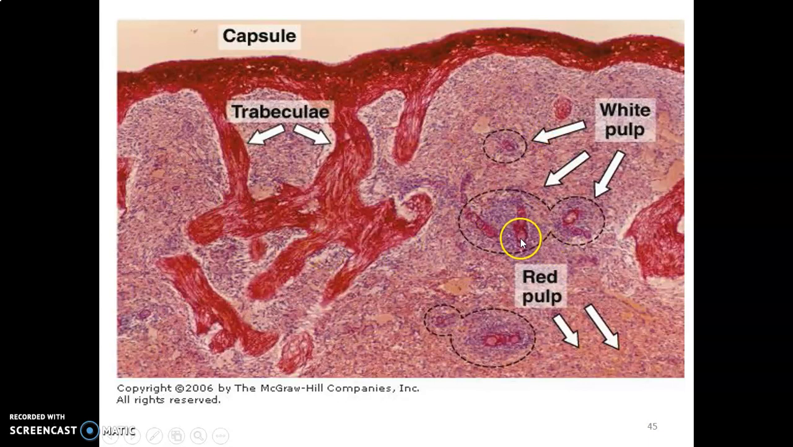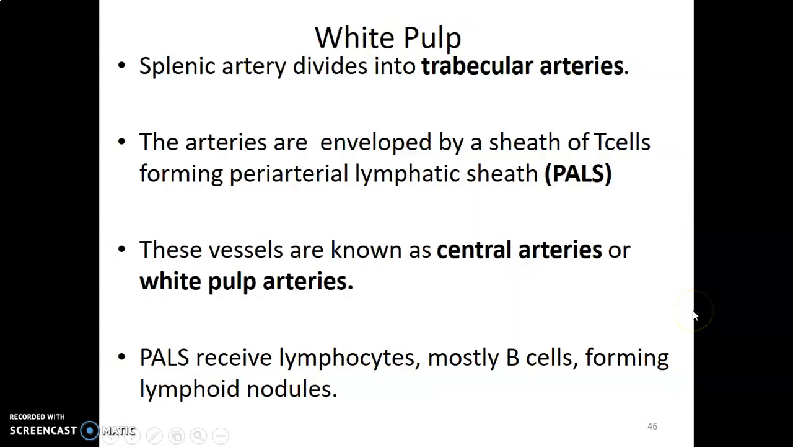The white pulp is a central arteriole surrounded by T lymphocytes, the periarteriolar lymphatic sheath, together with the lymphoid follicles around them. Those form the white pulp. Then the red pulp is formed by splenic cords, the Billroth cords, and sinusoids, which are endothelial-lined channels of blood.